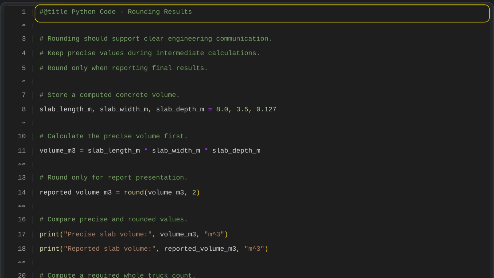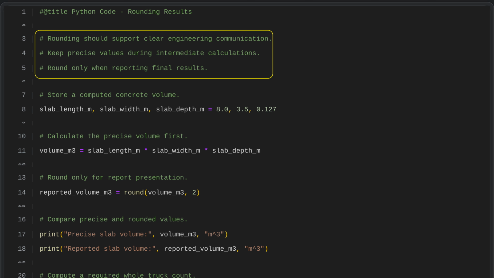Python code, rounding results. Rounding helps make engineering results clear, but it should be done at the right time. Keep full precision during intermediate calculations, and round only when presenting final results.